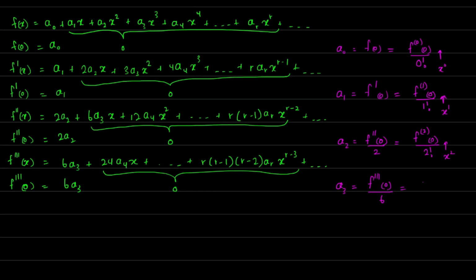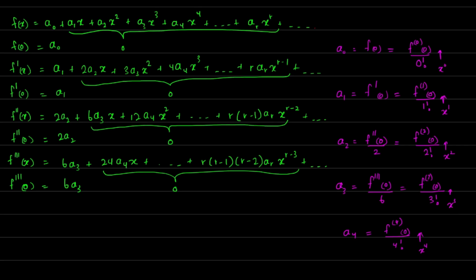And if you look at this, finally we see that a3 can be written as the third derivative at x equals 0 divided by 3 factorial, which is equal to 6, and this is basically the coefficient of x to the power 3, x cubed. And if you consider f4 also likewise, you will see that this will be coming in the format fourth derivative when x equals 0 divided by 4 factorial, and this is going to be the coefficient of x to the power 4.